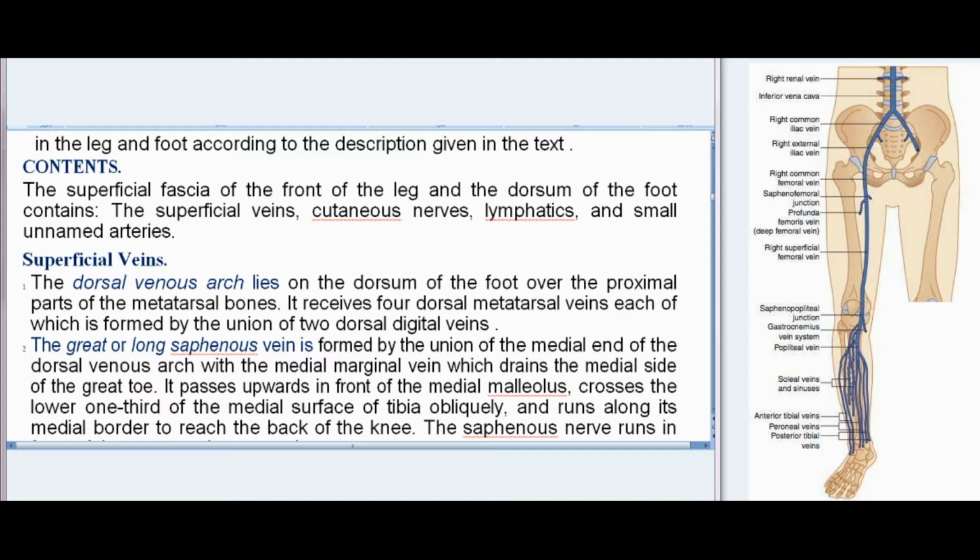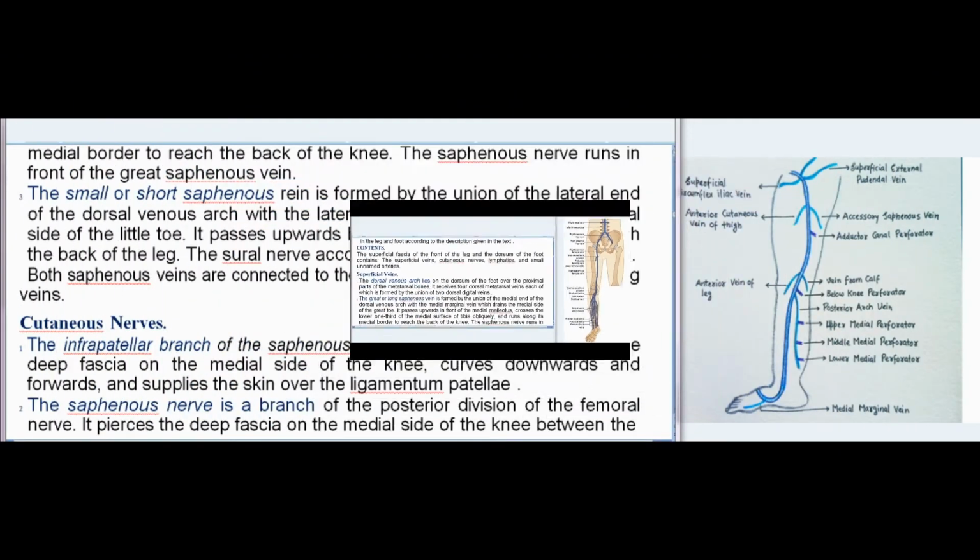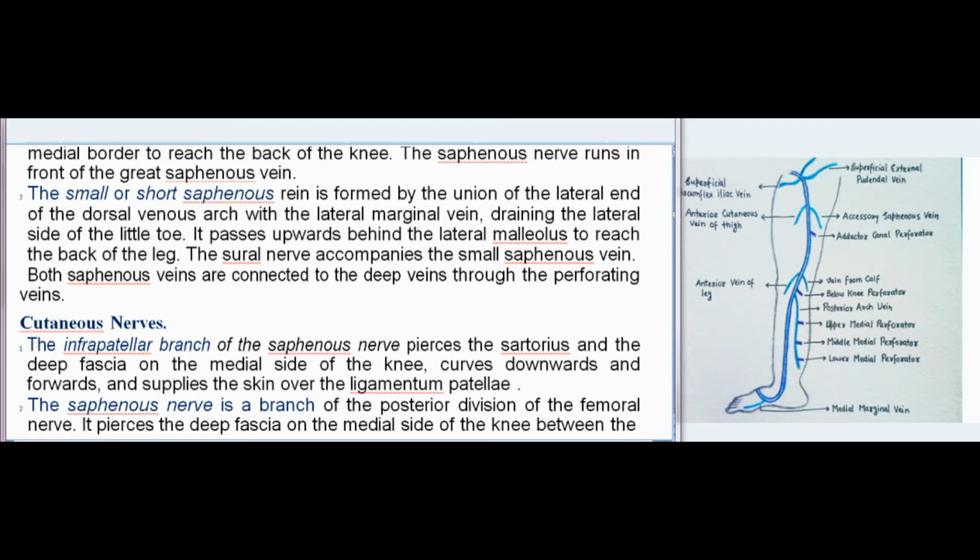It passes upwards in front of the medial malleolus, crosses the lower 1/3 of the medial surface of the tibia obliquely, and runs along its medial border to reach the back of the knee. The saphenous nerve runs in front of the great saphenous vein. 3. The small or short saphenous vein is formed by the union of the lateral end of the dorsal venous arch with the lateral marginal vein, draining the lateral side of the little toe. It passes upwards behind the lateral malleolus to reach the back of the leg. The sural nerve accompanies the small saphenous vein. Both saphenous veins are connected to the deep veins through the perforating veins.